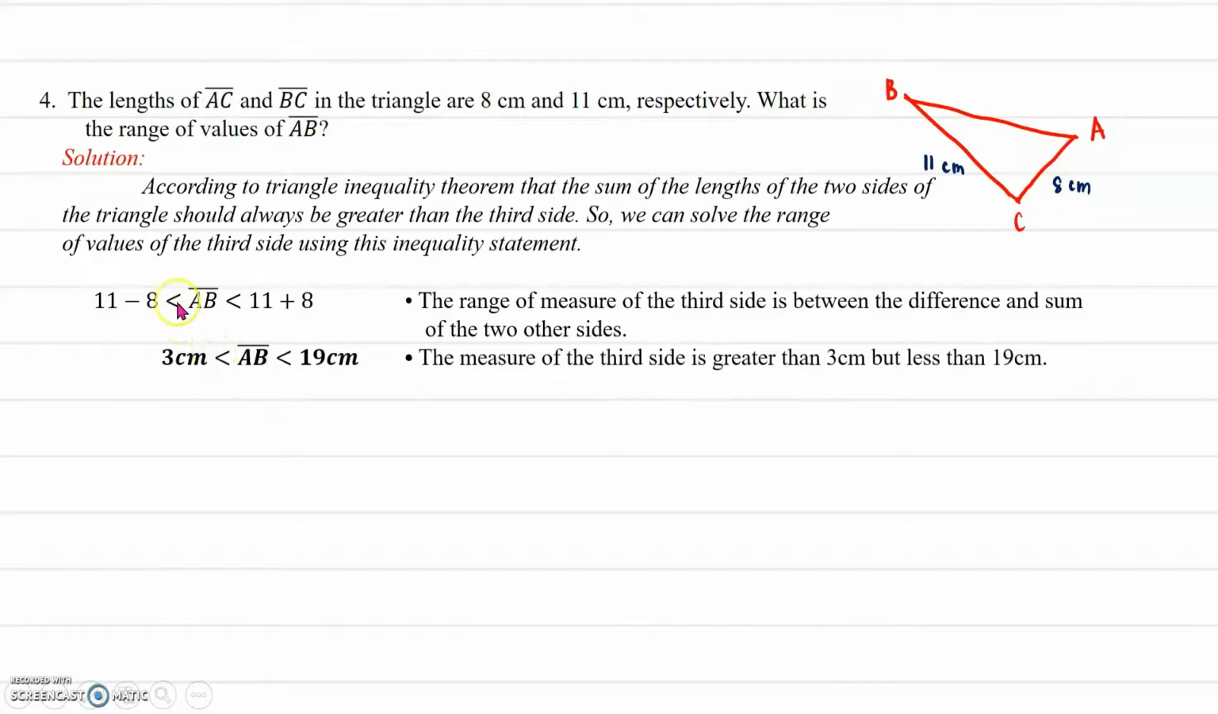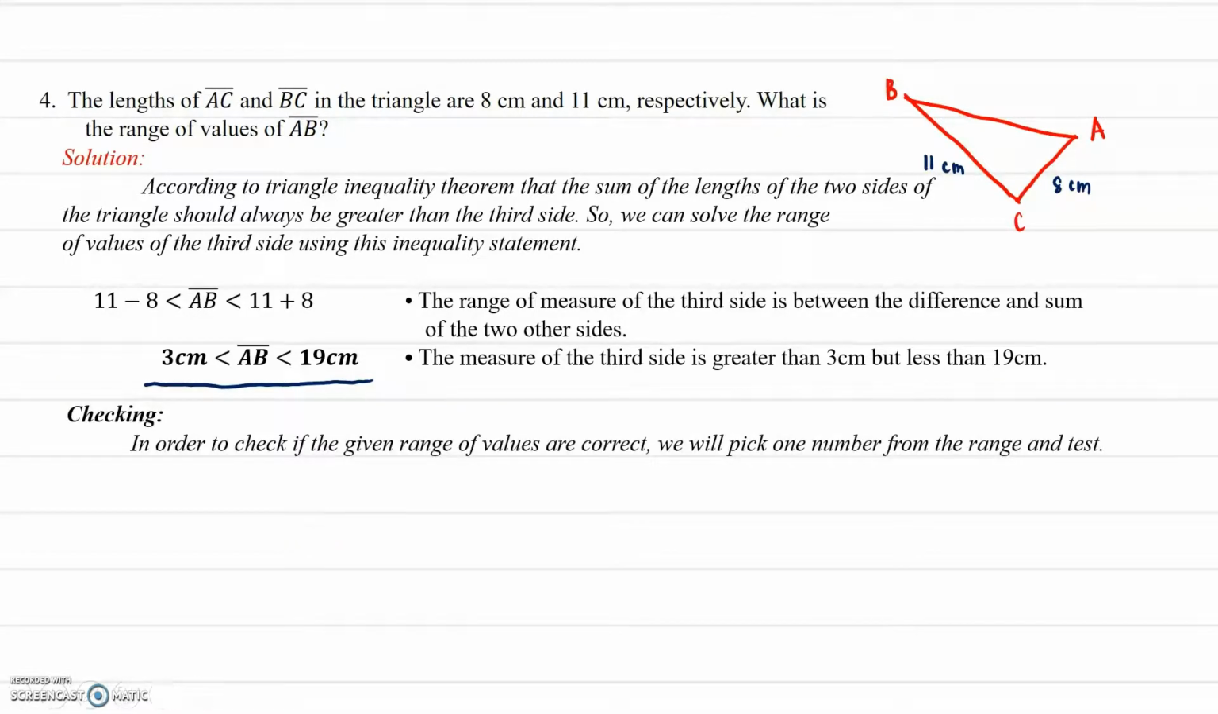Solving, 11 minus 8 is 3 centimeters. 11 plus 8 is 19 centimeters. So the measure of segment AB is greater than 3 centimeters but less than 19 centimeters. So this is already the range of possible values for segment AB. Okay, now let's check if the given range of values is correct.